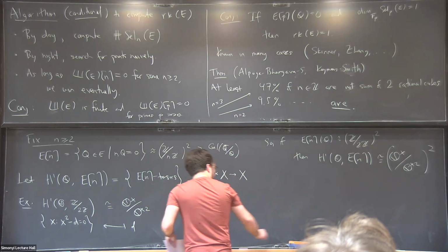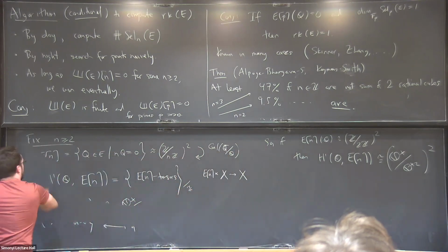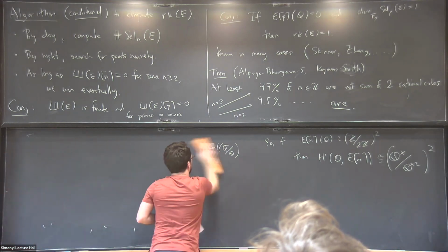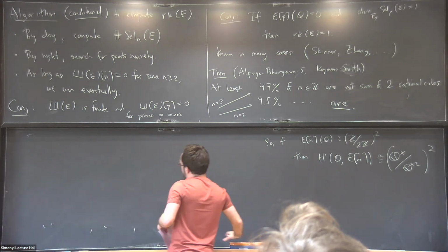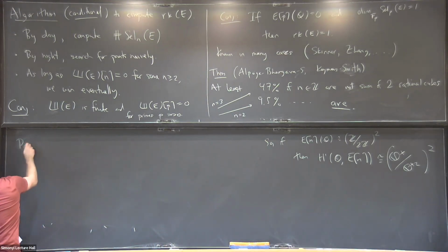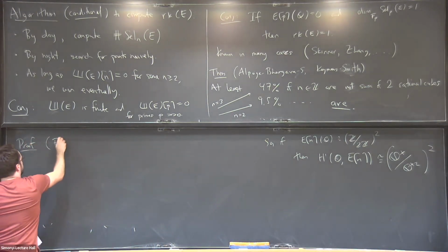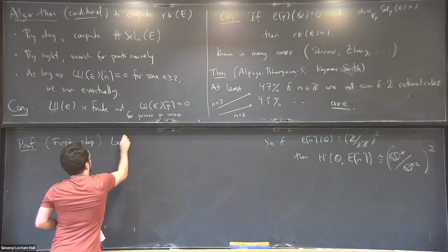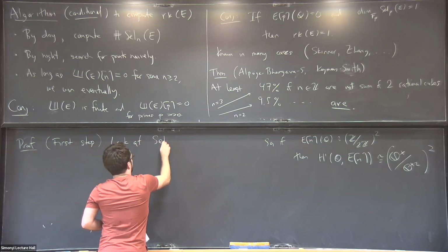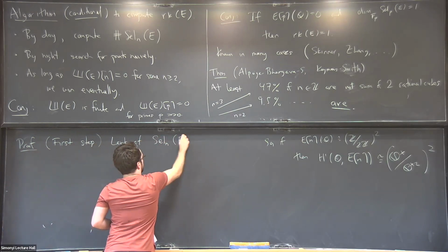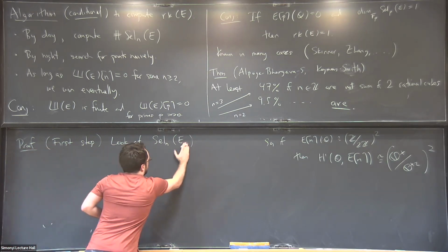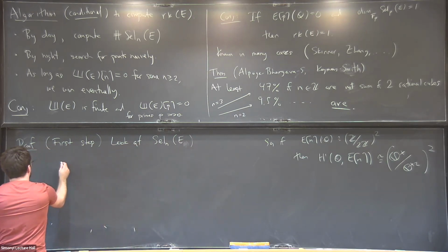And I'll just say very quickly, I'll discuss the first step of the proof for n equals 2. So the first step is you look at the 2-Selmer groups of these elliptic curves that are relevant to the sum of two cubes problem. And in fact, you could take a step back and just look at all elliptic curves.